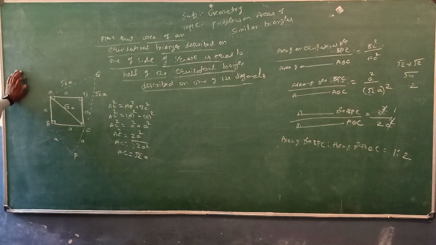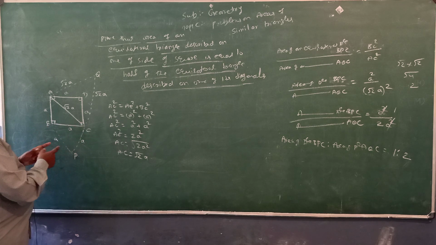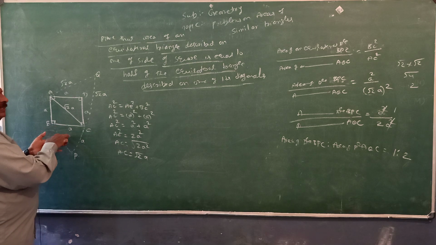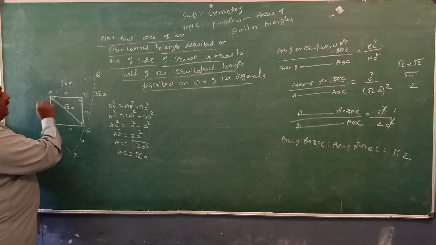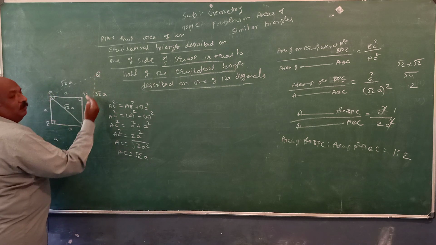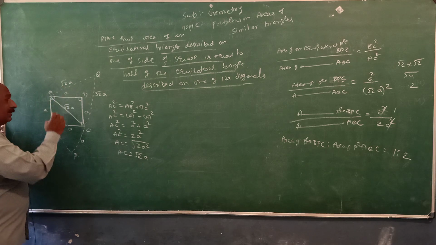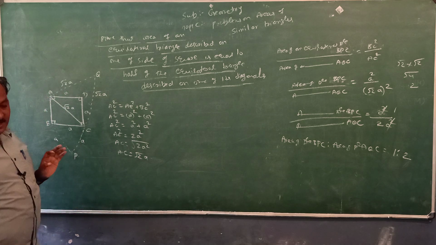Prove that the area of an equilateral triangle described on one of the sides of the square is equal to half of the area of the equilateral triangle described on one of the diagonals. I have described one equilateral triangle from one side. This is the diagonal. I have described one more equilateral triangle from the diagonal of the square. Then this area is double this area, or this triangle's area is half of this area.